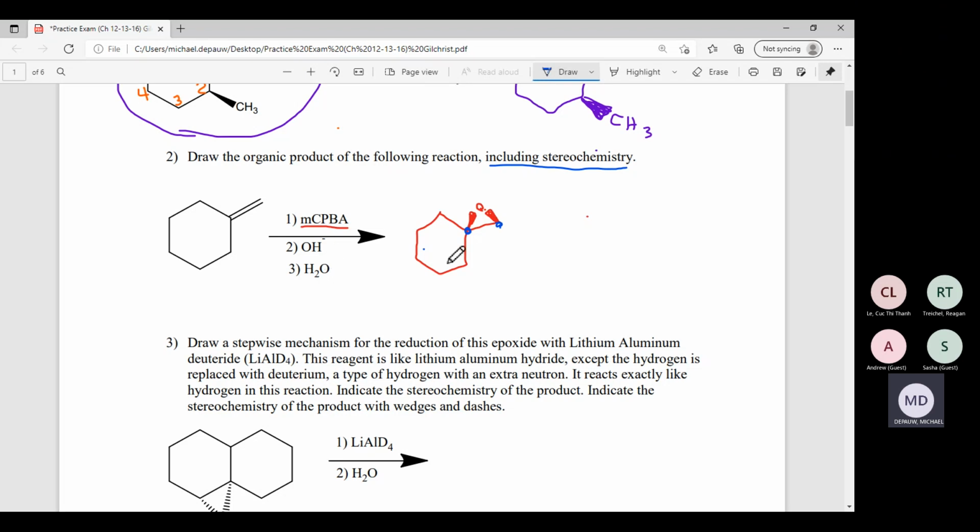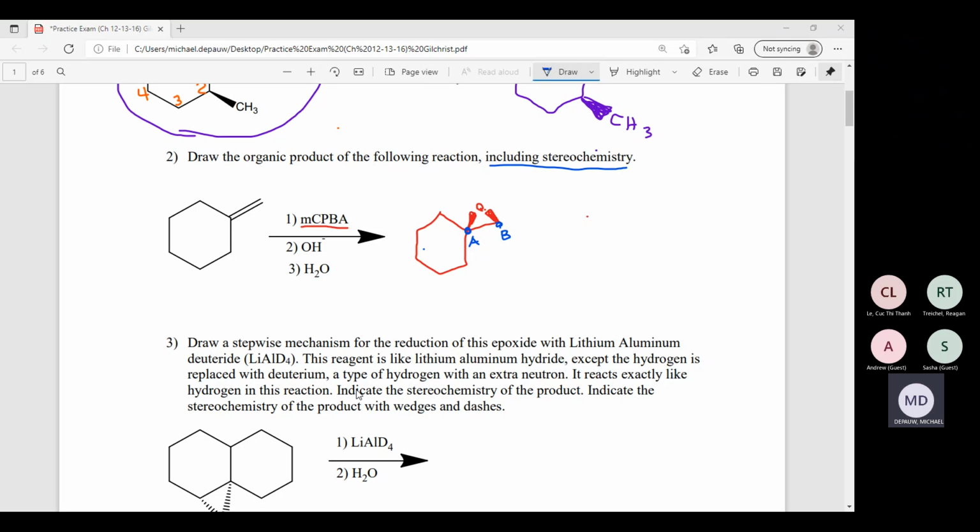Now, where is the OH going to attack? Is the OH going to attack on, I'll call it carbon A or carbon B? So I do want this to be an active session as far as possible.